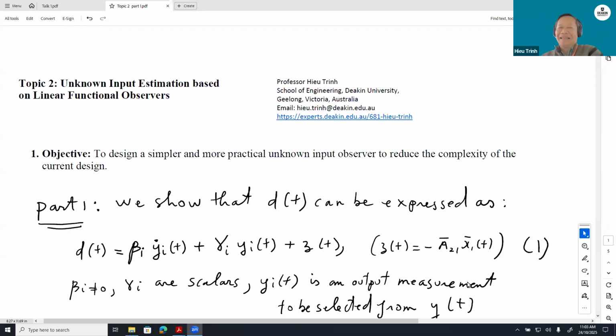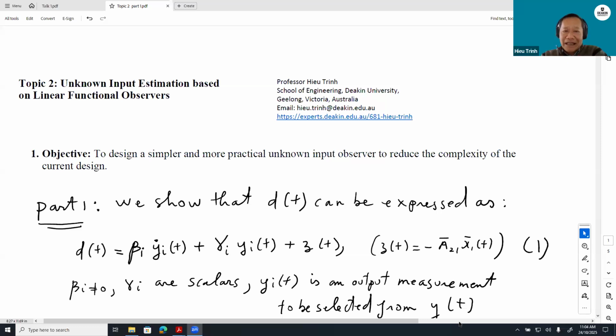Hello and welcome. Over the next several presentations, we will introduce a new method for estimating unknown input using linear functional observers. Our objective is to design an unknown input observer that is simpler and more practical than the method by Hou and Muller, thereby reducing implementation complexity.